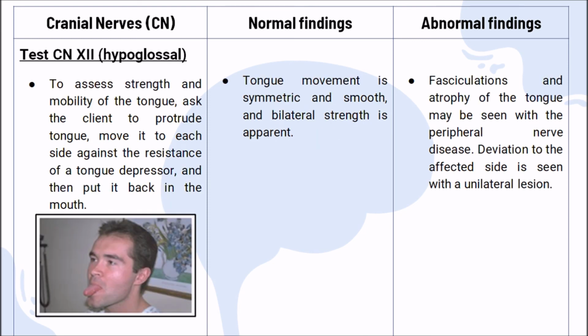Test for cranial nerve number 12, hypoglossal. Instruction: to assess the strength and mobility of the tongue, ask the client to protrude the tongue, move it to each side against the resistance of a tongue depressor, and then put it back in the mouth. Normal findings: tongue movement is symmetric and smooth, and bilateral strength is apparent. Abnormal findings: fasciculations and atrophy of the tongue may be seen with a peripheral nerve disease. Deviation to the affected side is seen with a unilateral lesion.